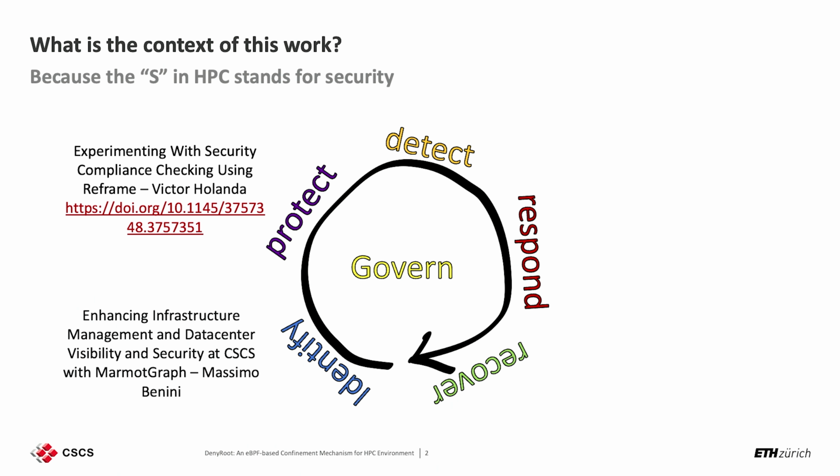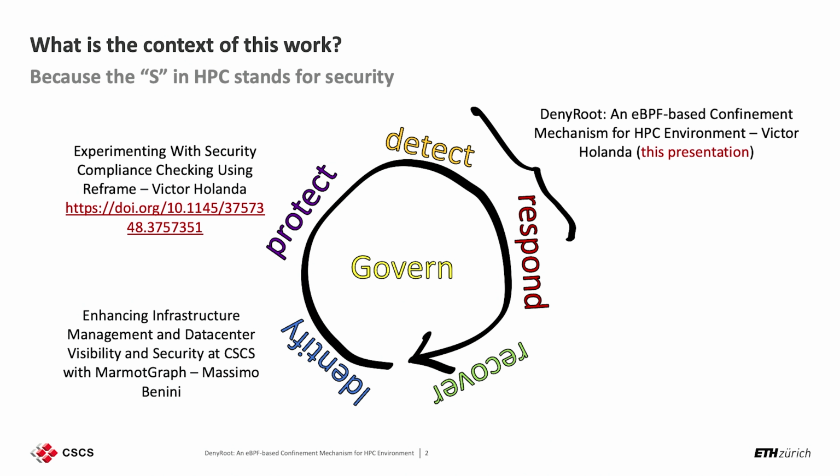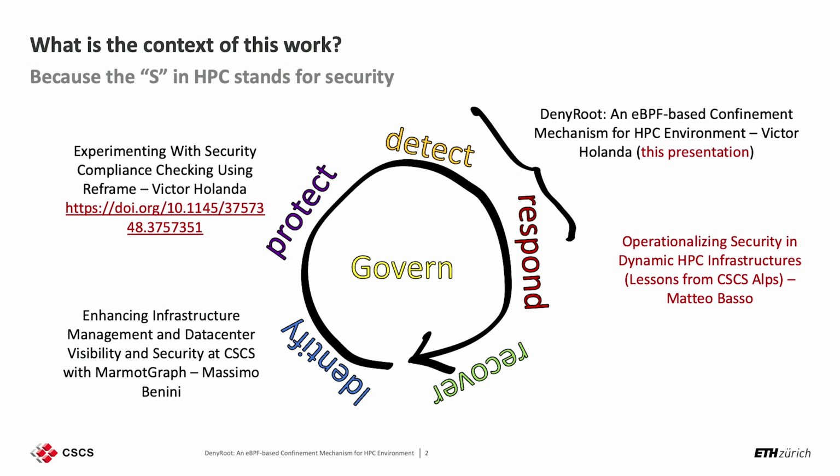There is work that we have been doing that was already published at CUG, the Cray User Group meeting, last year. Today, I will be talking about a part of the work that goes into detect and respond. We want to detect threats and then respond to them. If you want to see the full thing put together, come this afternoon to Mateus Basso's talk, where he's going to talk about how you operationalize all of this into security.